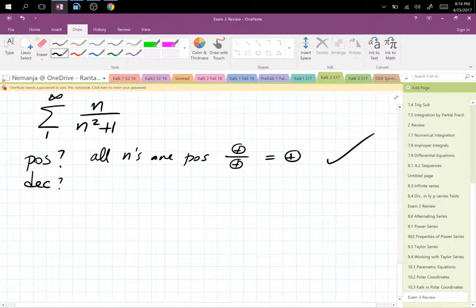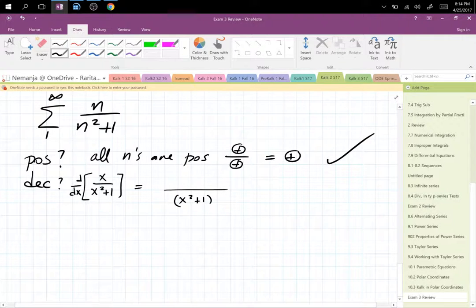Well, we are going to look at x over x squared plus 1, and we're going to take the derivative of that. If the derivative is negative, then it is definitely decreasing. So let's take the derivative. The derivative is going to be quotient rule. So we have x squared plus 1 in the denominator squared. I don't have to look at that because it's squared, so it's always going to be positive.